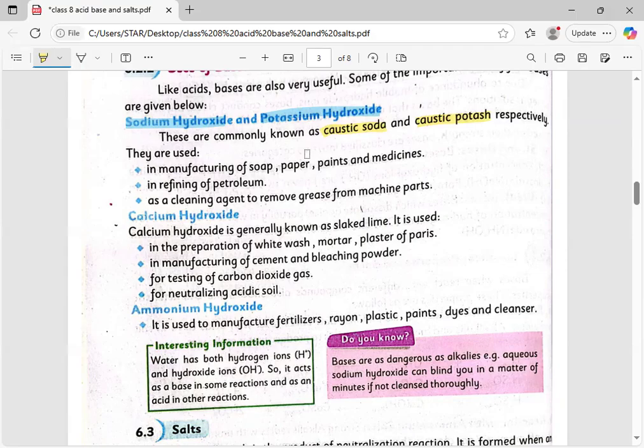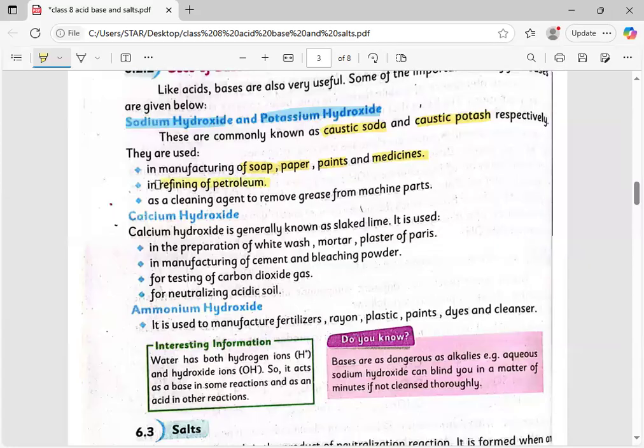Now, what are their uses? First of all, as I foretold you in the characteristics of bases, bases have a soapy and slippery touch. Therefore, the soapy touch is due to this property. These are used in the manufacturing of soaps. It means that these two bases are key components used in the production of soap, then paper, paints, and medicines also.